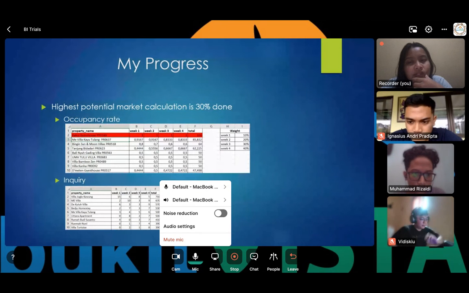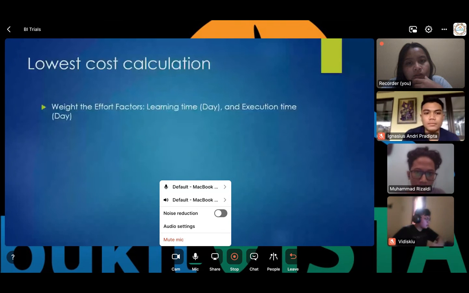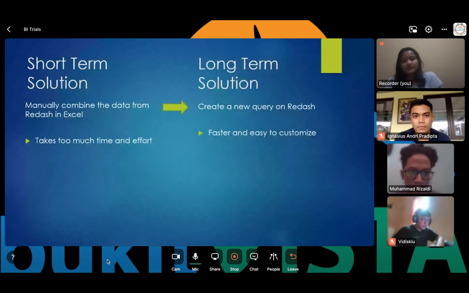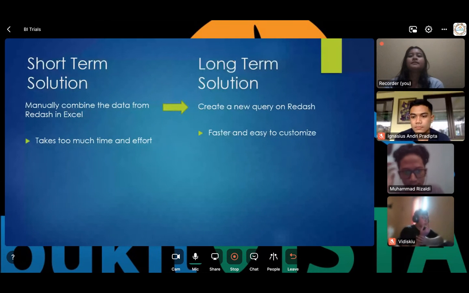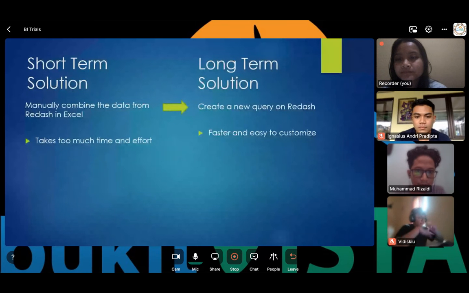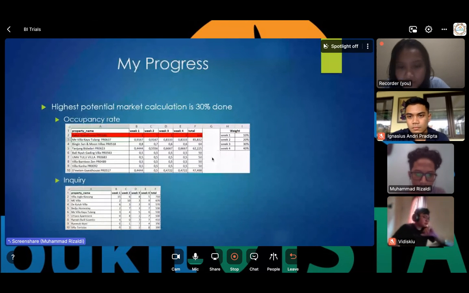How about using Redash? Have you tried it? Yes, this is one of my long-term solutions, but I'm not really accustomed yet to the Bukit Vista database, so I choose the short-term solution by manually combining. Okay, I will do the manual calculation. Can you go back to this? Right, okay. Pin it right there. I'll offer to Vidi for any questions.